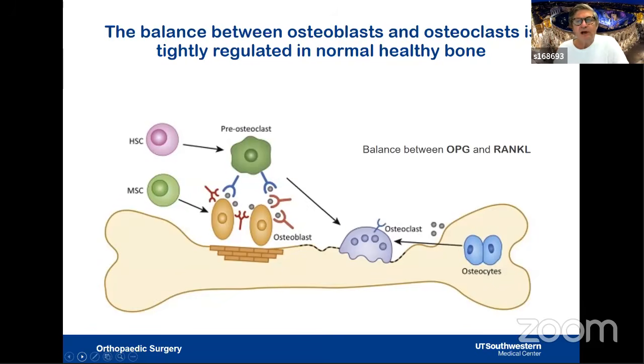So the balance between osteoblasts and osteoclasts is tightly regulated in normal healthy bone. All of us have this going on. But in a person with a Charcot foot, the balance between osteoprotegerin and RANKL gets disrupted. RANKL stimulates osteoclastogenesis, whereas osteoprotegerin, or OPG, acts as a decoy receptor and blocks RANKL from causing the osteoclastogenesis. And so that's really what happens in this acute inflammatory response that we somehow need to disrupt.